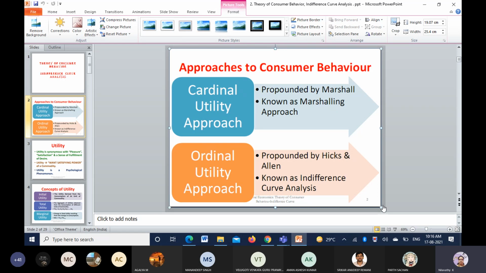Likewise, we can give a ranking order for the preferences of the people, and based on that, we can make some changes in the economic policy.